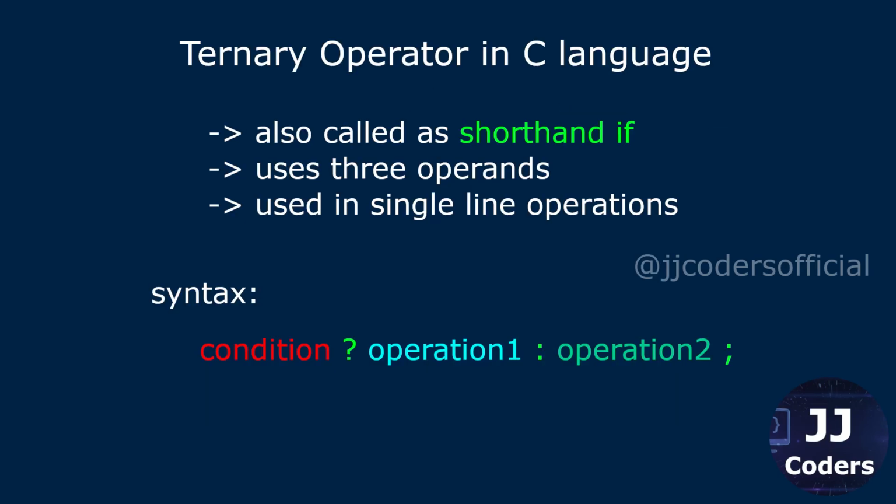In this video, we will learn about the ternary operator in C language. It is also called shorthand if. Why? Because it can also check a condition and, based on the condition, execute a specific part of the program. It is called the ternary operator because it uses three operands. It is mostly used for single line operations.